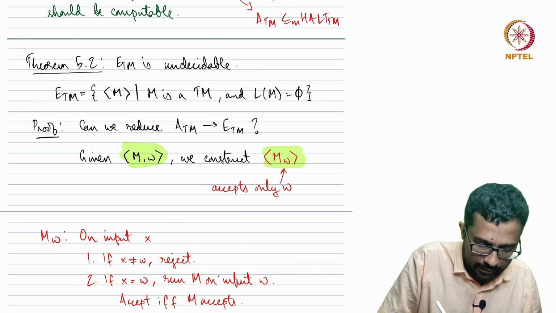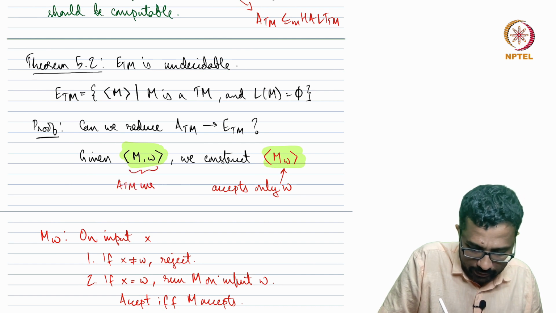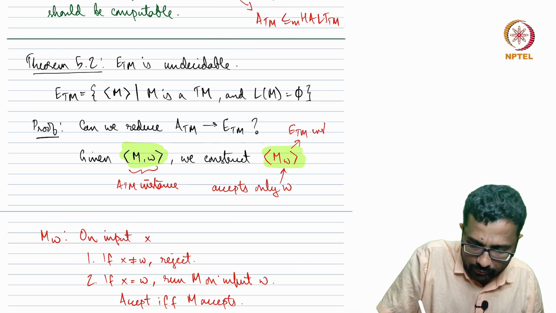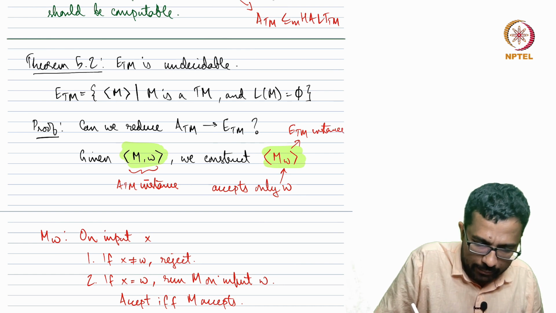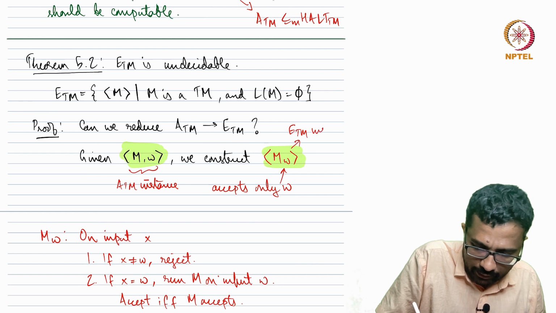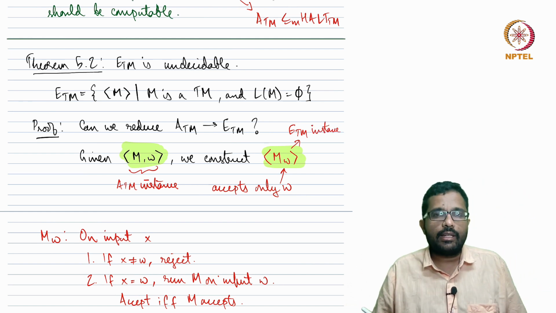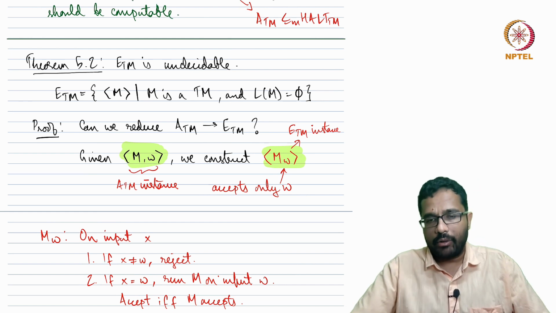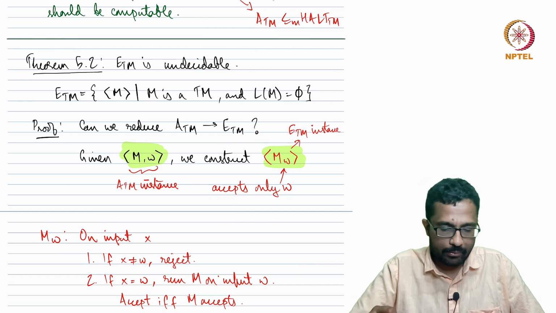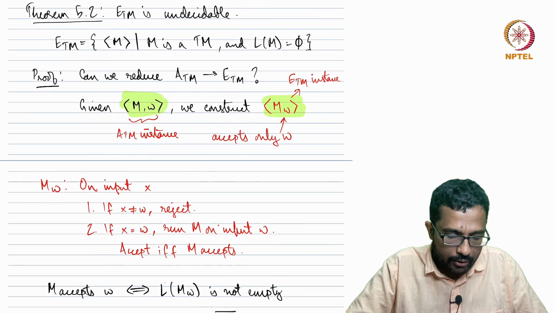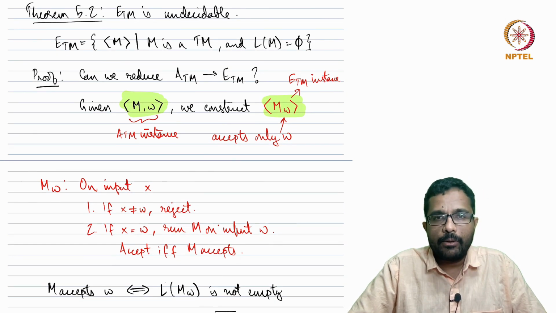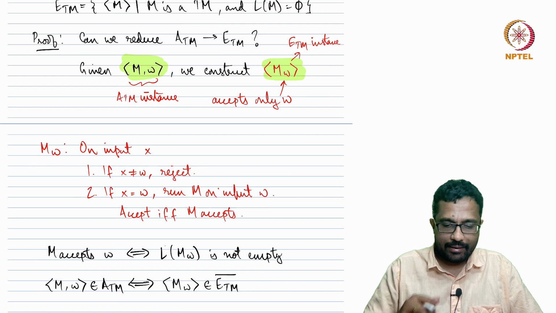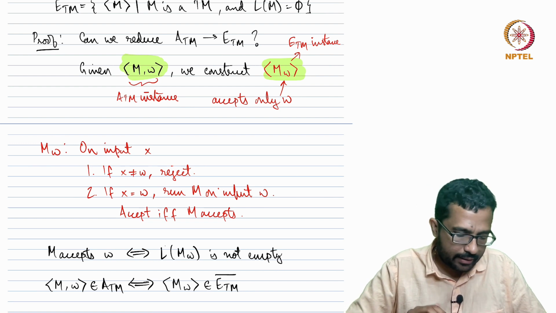So this is the ATM instance, and we will construct the ETM instance. M subscript W is a Turing machine alone, there is no string, because an ETM instance has only one Turing machine, but W will be important in the construction of M subscript W. So what does MW do? We'll see what the reduction is, and then I will talk about this. So MW is this.